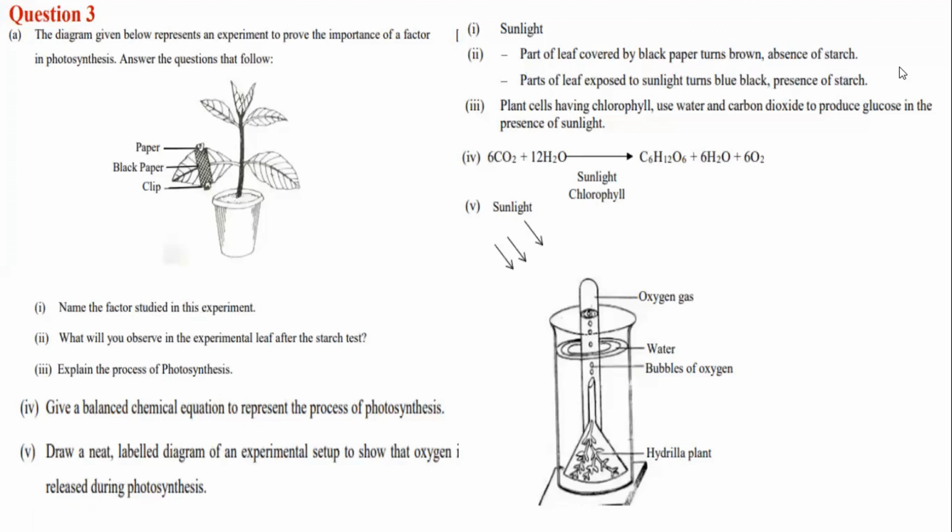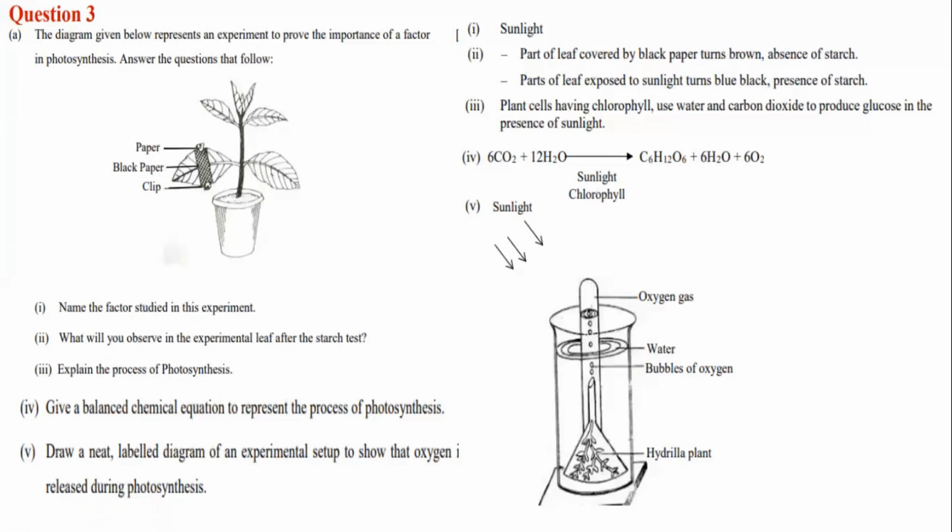Then this reaction you have to write: 6CO2 plus 12H2O gives you C6H12O6 plus 6H2O plus 6O2, with sunlight and chlorophyll. This part carried half marks, this part carried half marks, and this part carried half marks. That is reactant, catalyst, and products. Half, half, half. Then draw a neat labeled diagram to show the process.